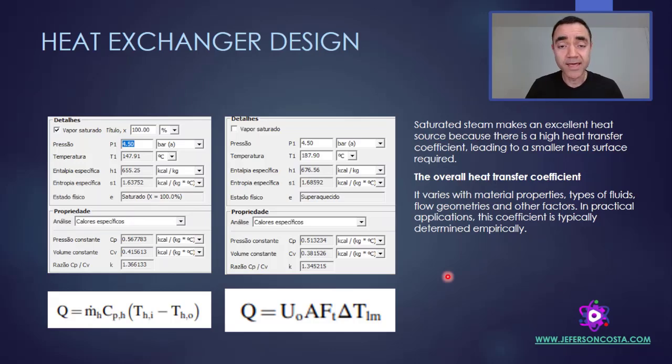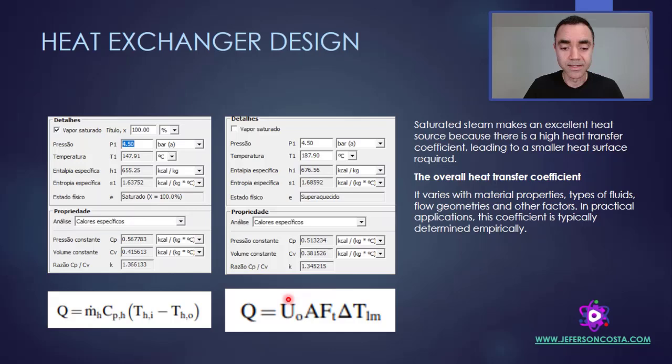In this slide, we have two important pieces of information. The first one is that the saturated steam has a higher heat transfer coefficient. If we evaluate this equation, we will verify that if I have a higher U, or heat transfer coefficient, for the same heat that I need to exchange, I can have a lower area for my equipment. If I have a lower area, my equipment is smaller. If it's smaller, it's cheaper.